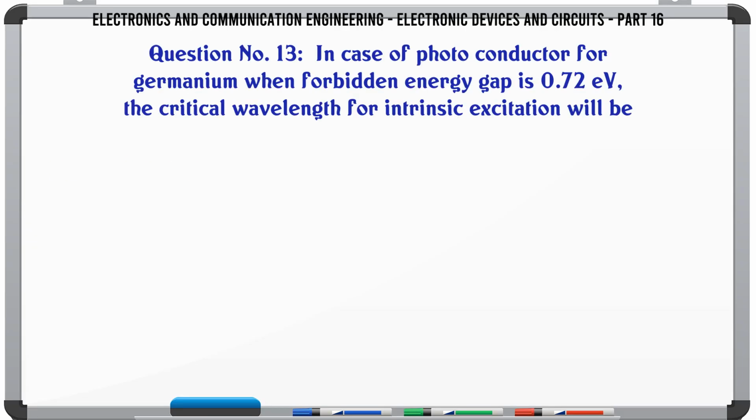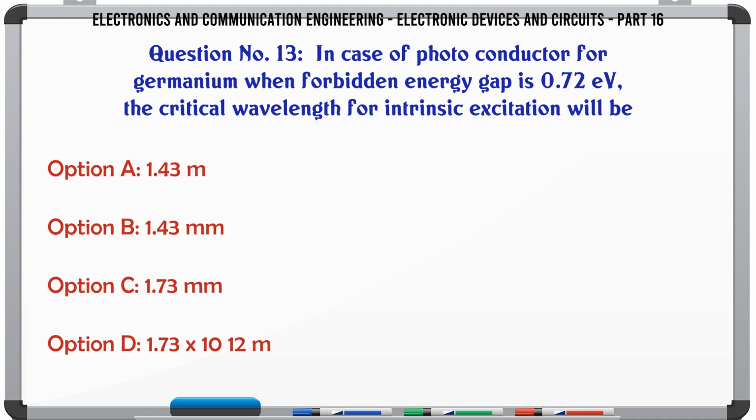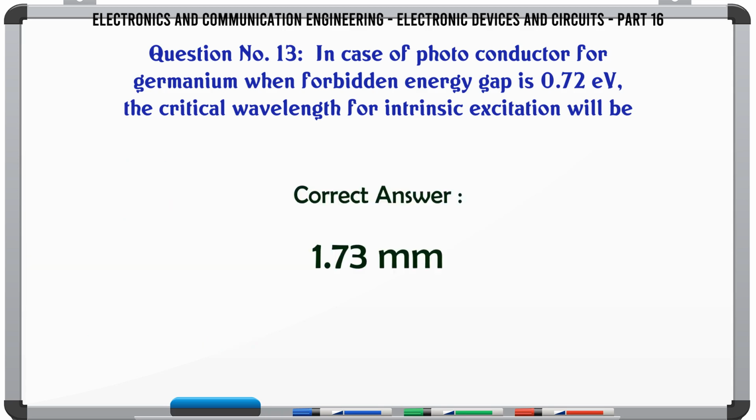In case of photoconductor for germanium, when forbidden energy gap is 0.72 eV, the critical wavelength for intrinsic excitation will be: A. 1.43 m. B. 1.43 mm. C. 1.73 mm. D. 1.73 x 10^-12 m. The correct answer is 1.73 mm.